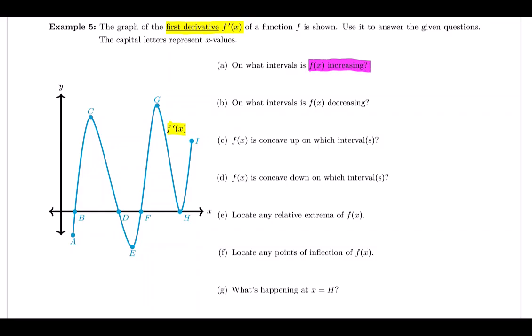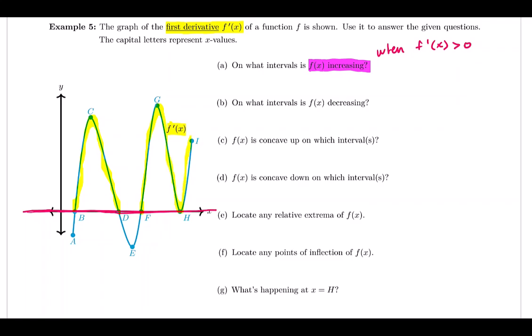So the way that we're going to go about answering this question is, remember that f of x is increasing when f prime of x is greater than 0. So I'm going to draw my line here over my x-axis, and that's going to be happening when my graph is above the x-axis. So I'm going to outline and highlight. It looks like that's happening between B and D, and then also between F and I.